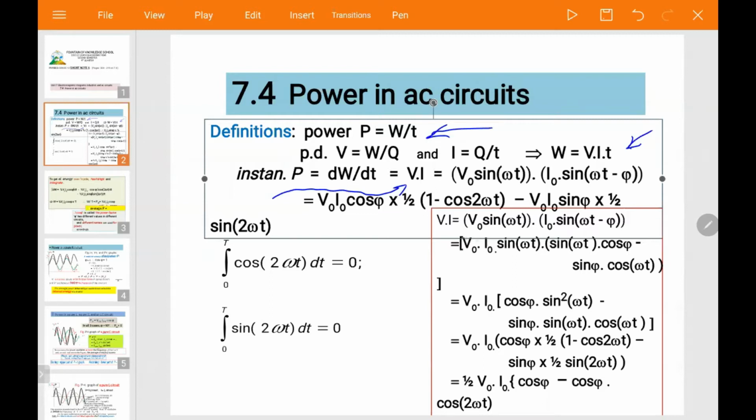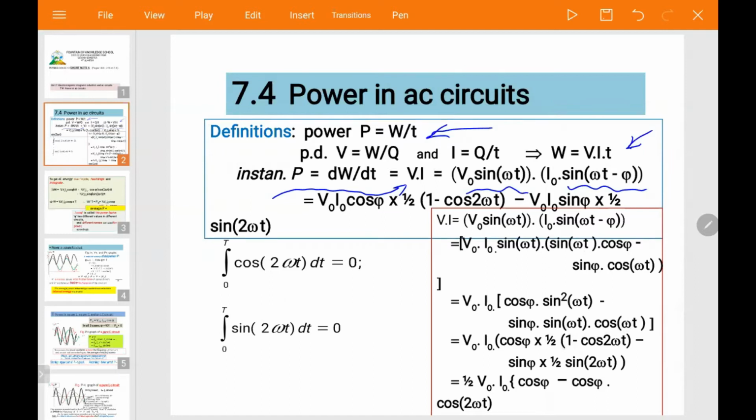What do you get here? V0 sine omega t times I0 sine of (omega t minus phi), which is sine omega t cos phi minus sine phi cos omega t. That's what you get. So V0 and I0 are numbers. You bring them to the front, and the multiplication gives you sine phi times sine omega t times cos omega t.